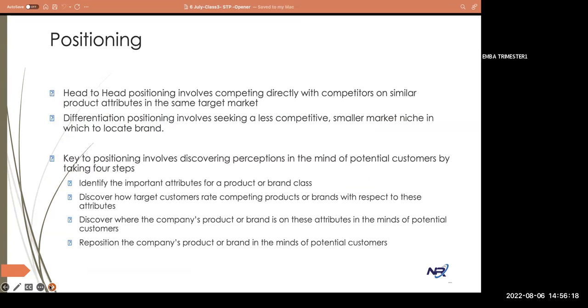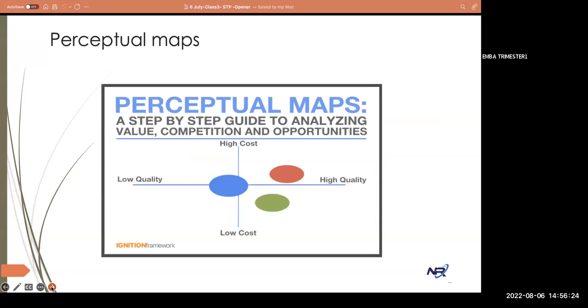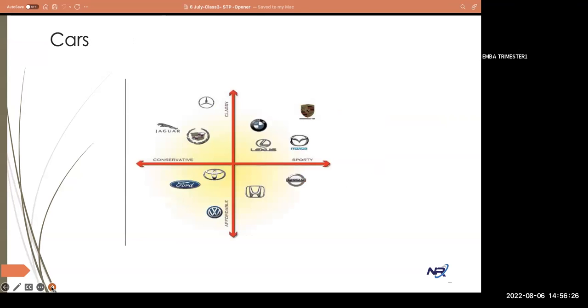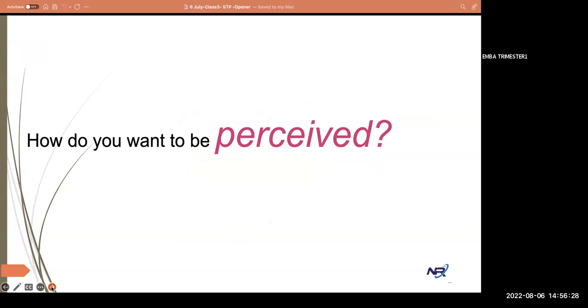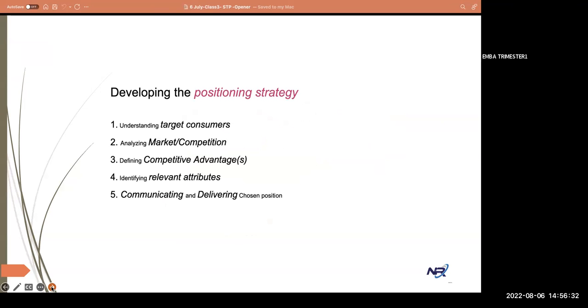So how do you position yourself? What does your customer think of you? That is what is all about positioning. I'm going to leave you with one question. How do you want to be positioned? How do you want to be perceived? Determine a position, understand the target customer, analyze and do it.